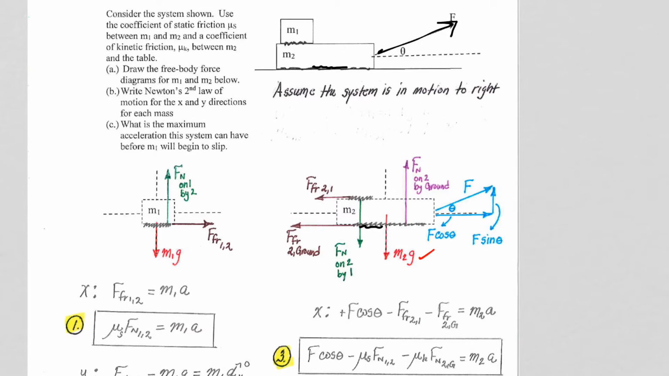And we also have the weight force of M1 pressing down on M2, but technically it's not the weight force, it's the normal force. It's the normal force on 2 by 1, which is the action-reaction pair. So these two, right, are an action-reaction pair.